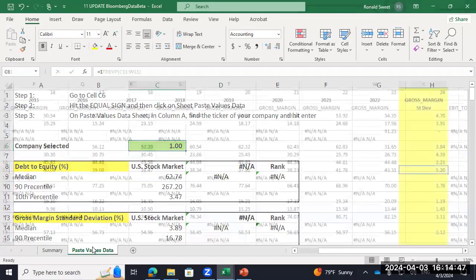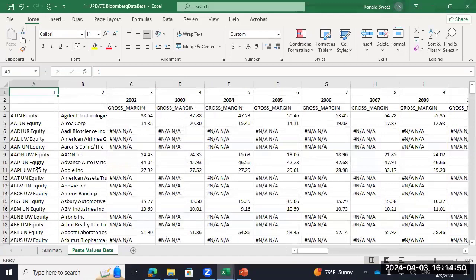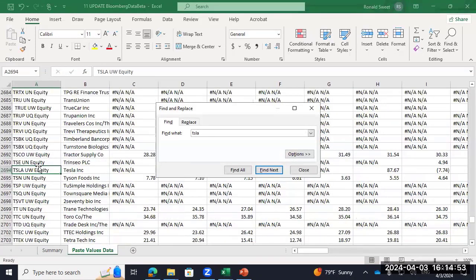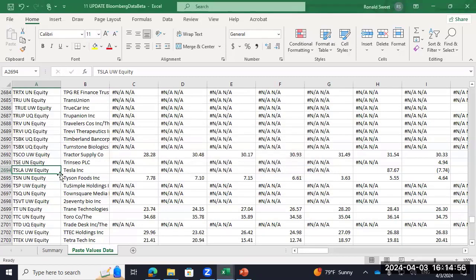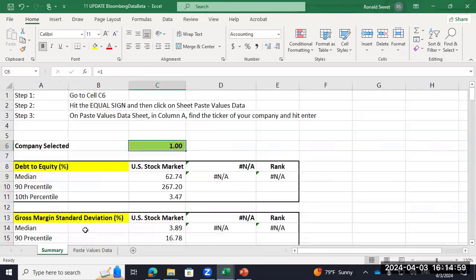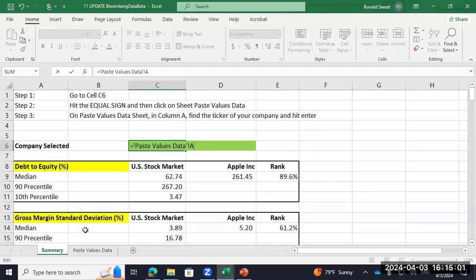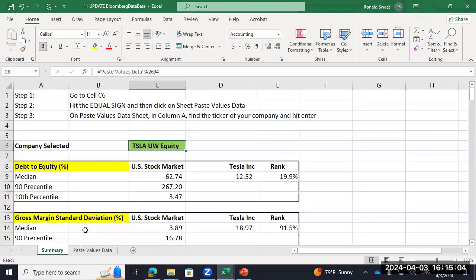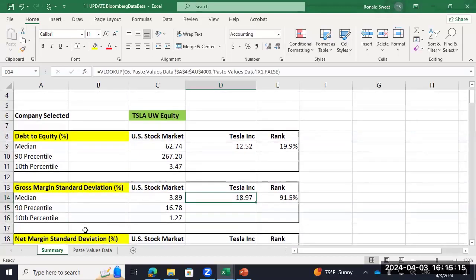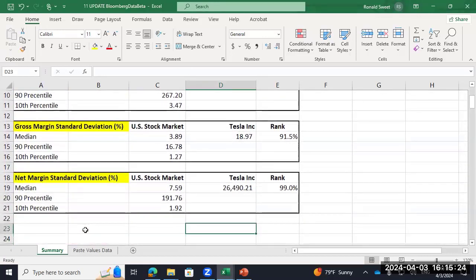All right, let me find another company. Let's try Tesla. So you find your company, 2694 is the row. So there's Tesla. Tesla has very, very low debt. So that's probably going to bring your beta down. But their standard deviation of gross margin is extremely high, and even more so, their standard deviation of net margin is a ridiculous number.